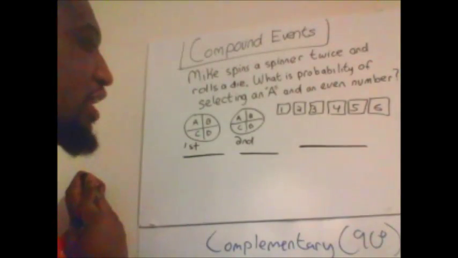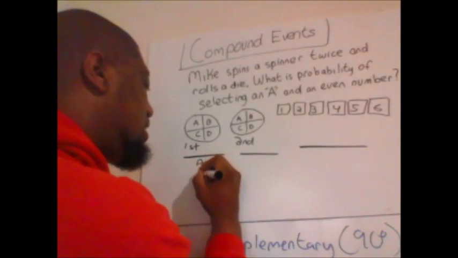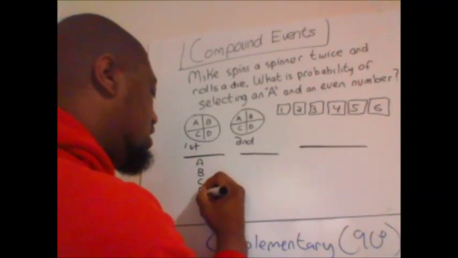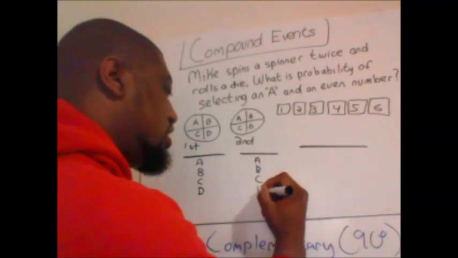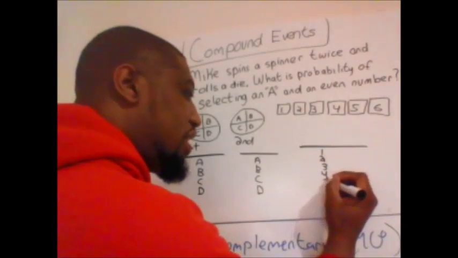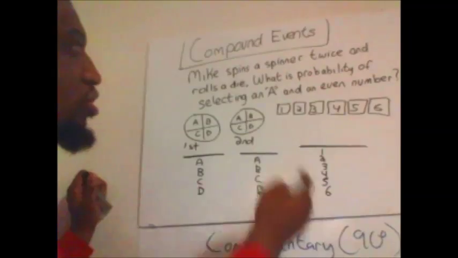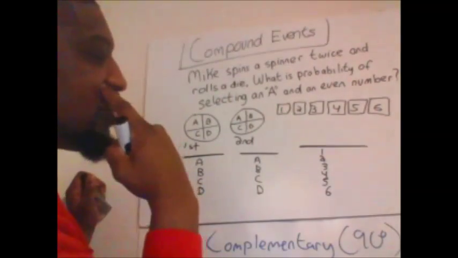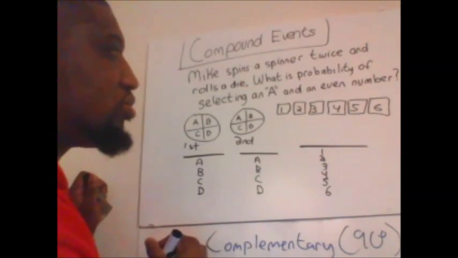And then after that, I list out the choices. So for this one, it's A, B, C, D. Then I have A, B, C, D. And then I have 1, 2, 3, 4, 5, and 6. Okay. Now I go to the question. Well, what do they desire? Because probability is the desired over the total.